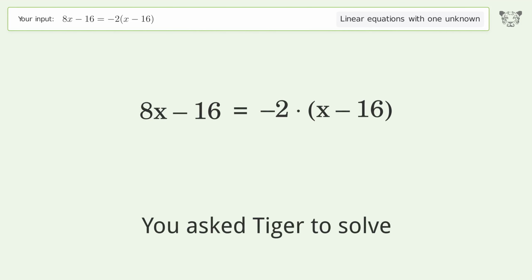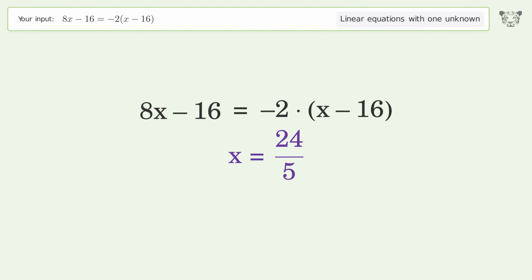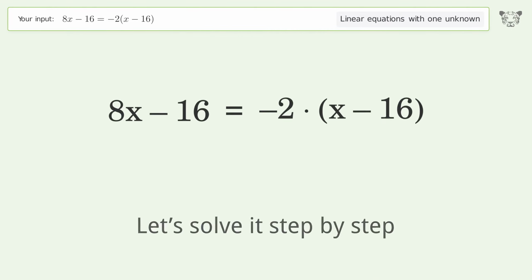You ask Tiger to solve. This deals with linear equations with one unknown. The final result is x equals 24/5. Let's solve it step by step.